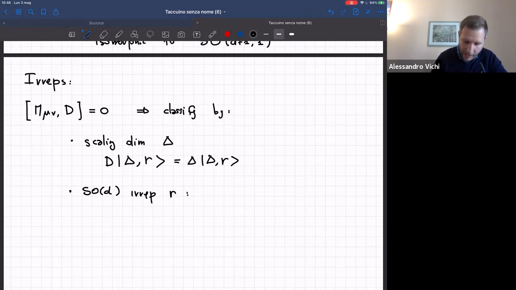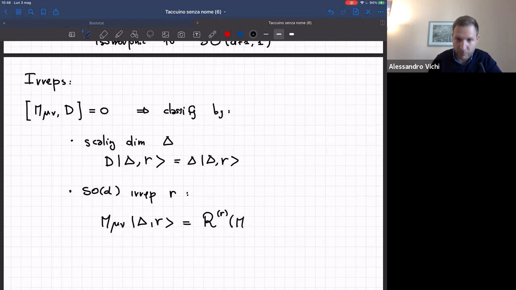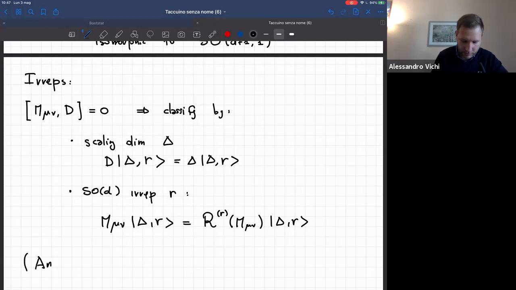So we will specify in which SO(D) irreducible representation R this object transforms. If you act with the generator M mu nu on a state in a given irreducible representation, this transforms with the representative in the irreducible representation little r of the generator M mu nu, and this is going to be some matrix in the appropriate representation. So these two quantum numbers specify the properties under dilatation and under rotation. And now we have to understand what happens when you act with the other generators. Notice that this delta and R are the analog of the holomorphic and anti-holomorphic weights in two dimensions.